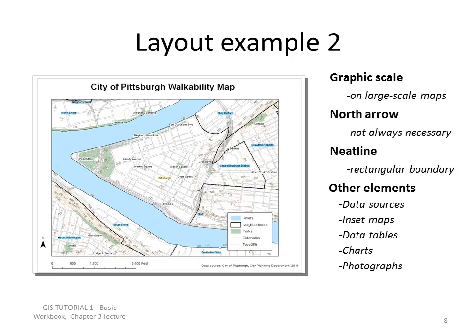Here's layout example 2. This is more at a graphic scale, a large scale map, where you might or might not have a north arrow, but I'd recommend doing it when you have something at the operational scale of a city. So for example here, part of downtown Pittsburgh. A neat line forms the rectangular boundary around the entire map layout. And other elements are there. They include data sources. You might have inset maps, data tables, charts, or photographs as well.